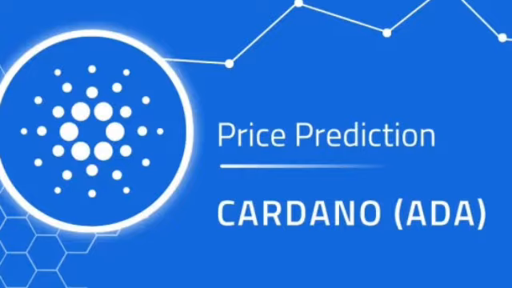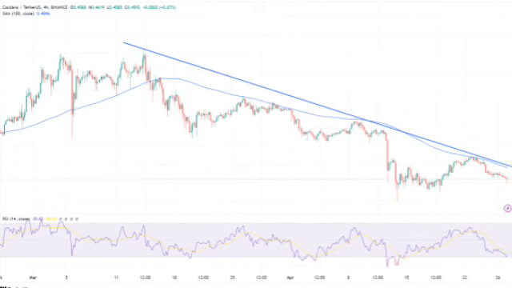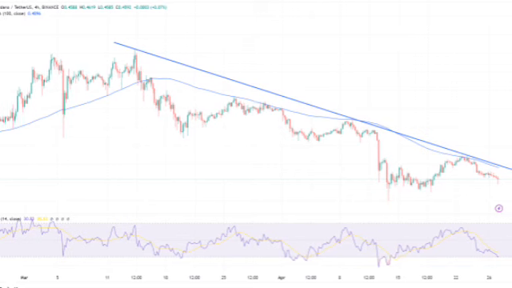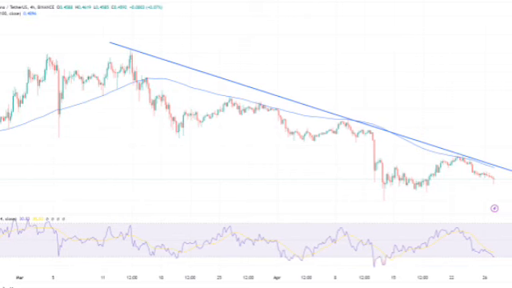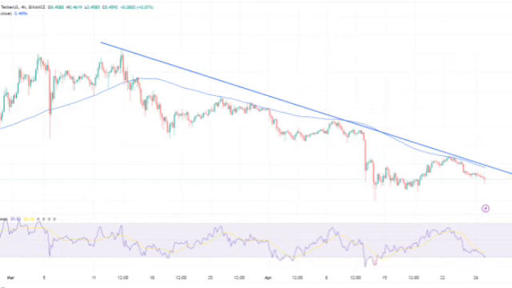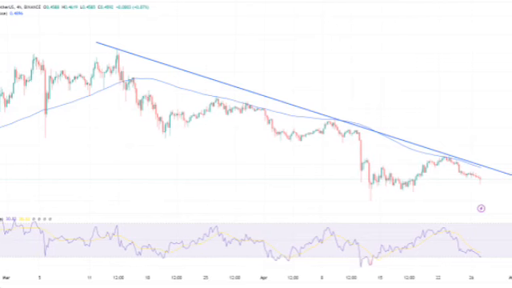So what does this all mean for ADA? Well, it indicates a potential for further decline. Yes, you heard it right. The downward trend might continue. This is further supported by the Relative Strength Index, another technical tool that suggests a continued downtrend.